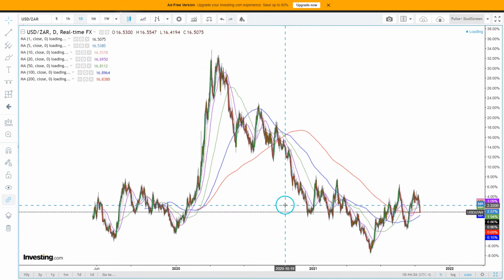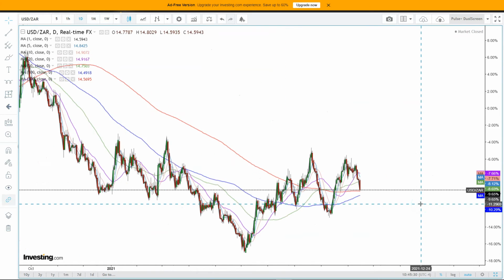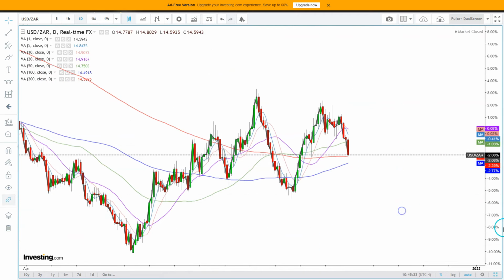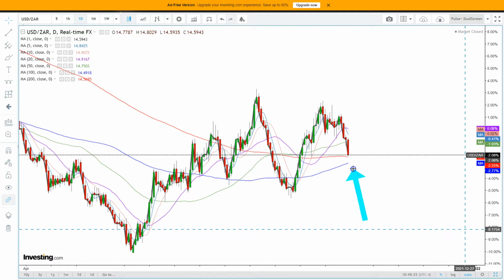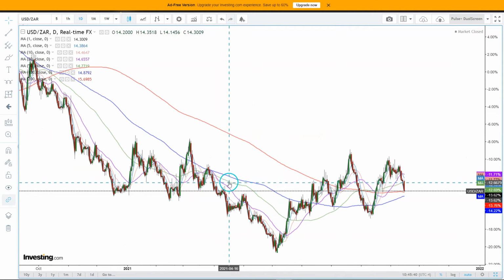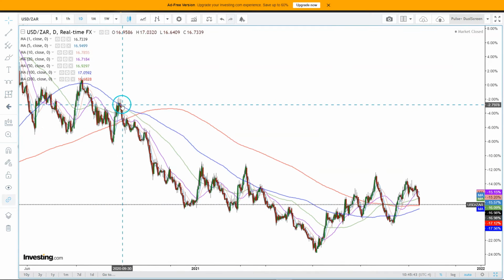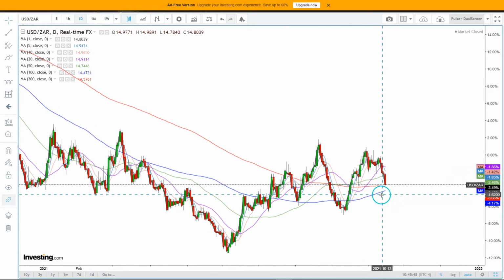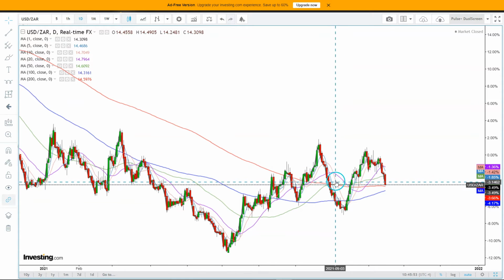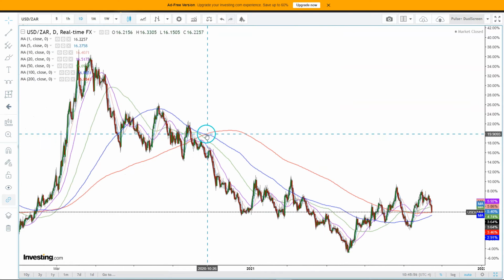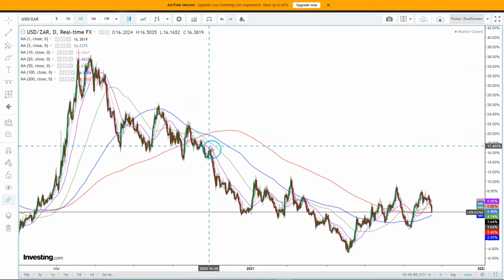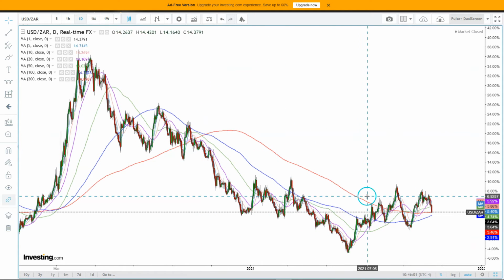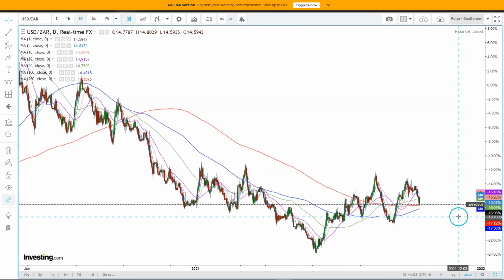Looking here at the daily data points, we are very close to testing the very important red 200-day moving average. Not only that, we also have this blue 100-day moving average. It has been smoothing out, turning positive, and is ready to send a very positive crossover signal. We did get the golden cross here. We got the death cross here, the 50-day crossing below the 200-day moving average. Then we did have that sell-off.